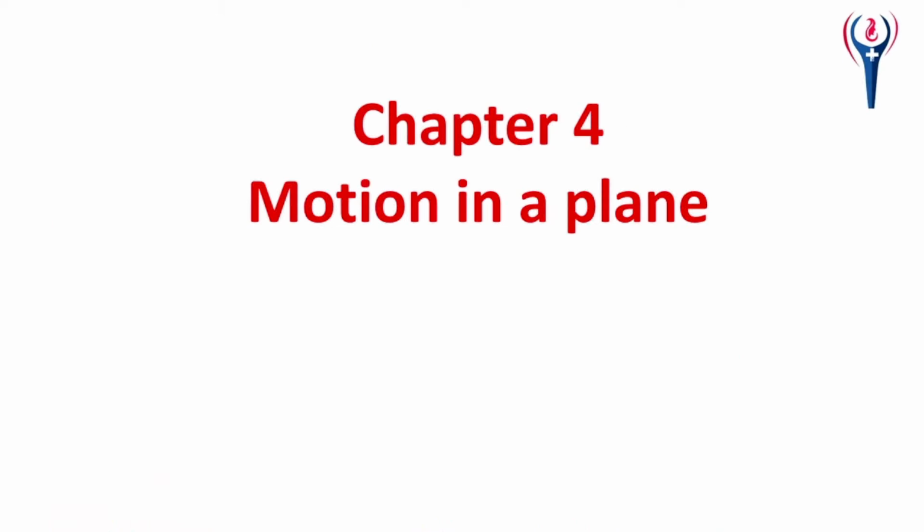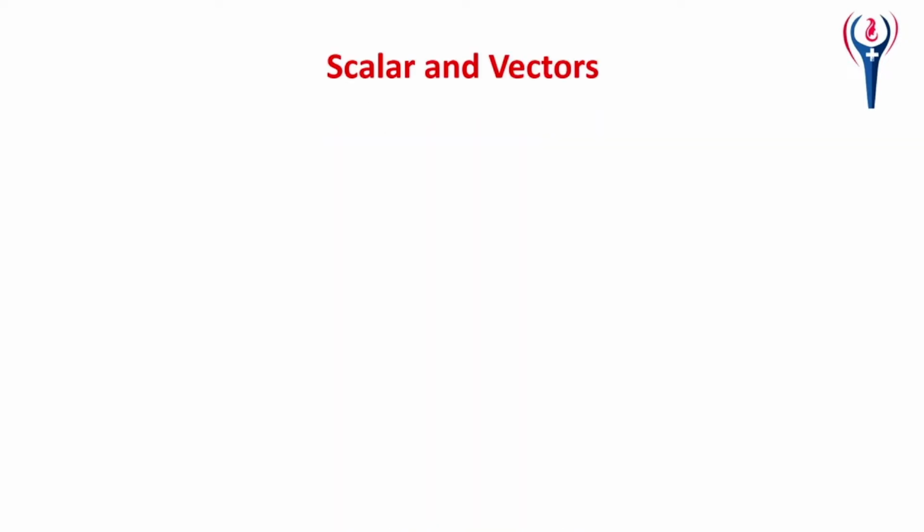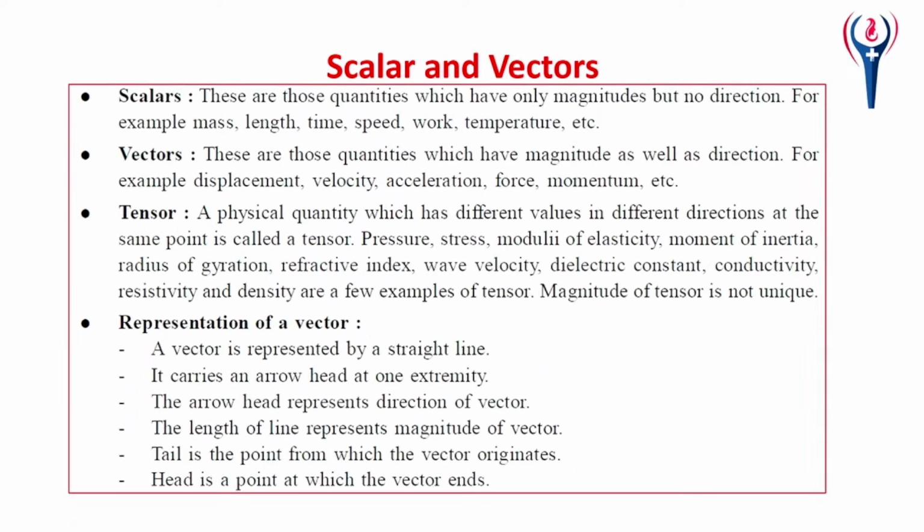Motion in a plane. Chapter 4, motion in a plane. In next class we will discuss problems, just like units of measurement we discussed, like that. Motion in a plane, scalar and vector. What are scalars? Quantity which has only magnitude, no direction, are called scalar. Example, length, mass, time, work, temperature, etc. And vector is a quantity which has both magnitude and direction.